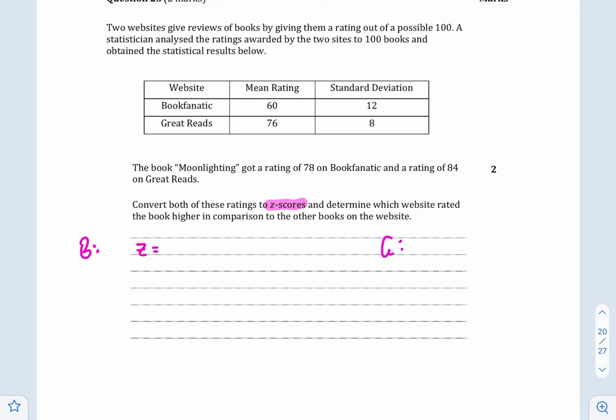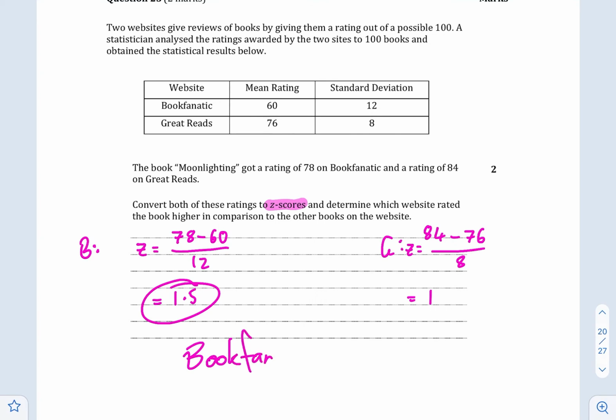So the z-score for book phonetics is going to be, given a rating of 78 on book phonetics, 78 minus the mean, which is 60, over 12. And then before I pick up a calculator, I'm going to do it for great reads as well. So it got 84 on great reads, minus 76, which is the mean, over 8, which is the standard deviation. And then I'll type them into the calculator. And once I've done that, I get 1.5 for book phonetics, and I get 1 for great reads. So book phonetics is better.